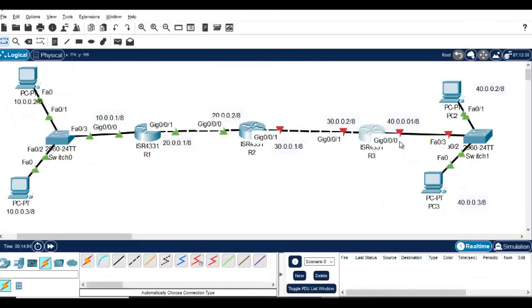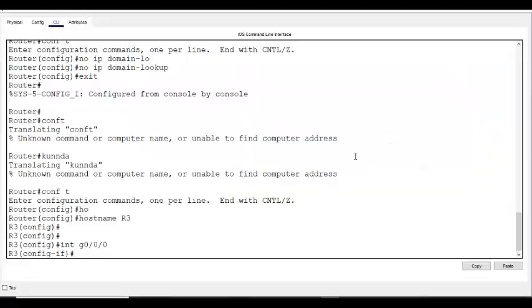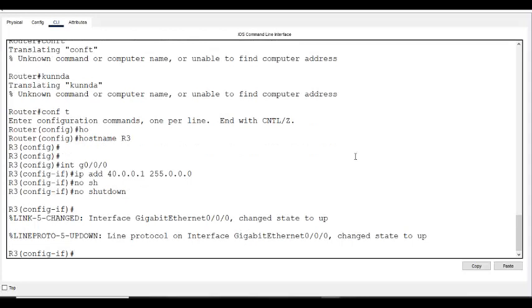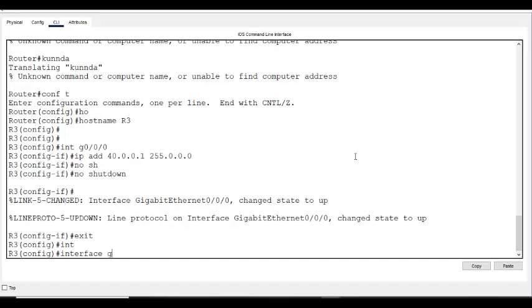See, no shutdown can be typed late after IP or before IP. That's it. Interface G001. What is the IP? 30002. Okay.